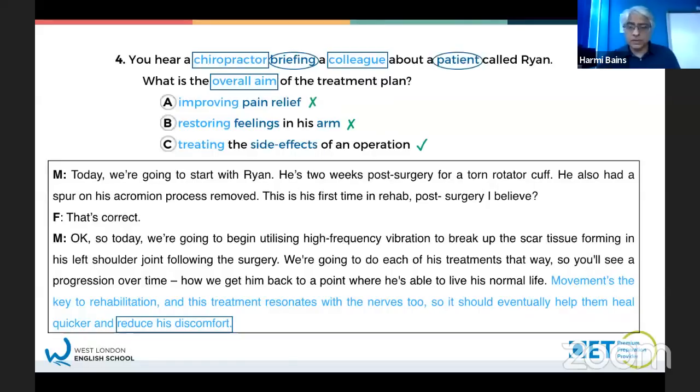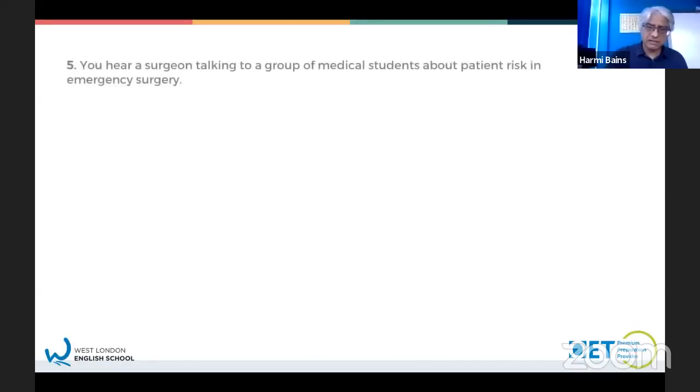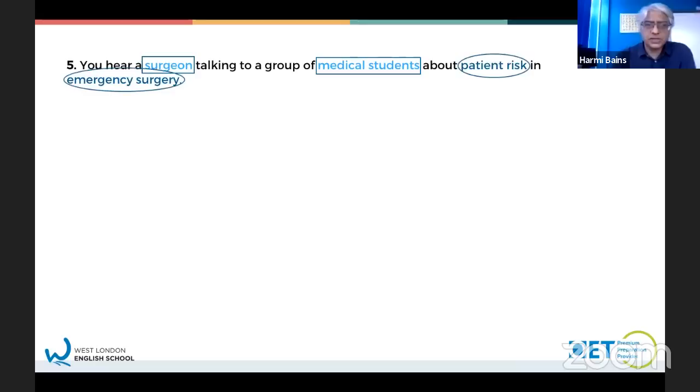Okay, so that was question number four. With question number five, a surgeon here was talking to a group of medical students about patient risk. So actually it was only the surgeon speaking, and it was like a monologue. It wasn't two people here. And they were talking about patient risk in emergency surgery. So that was the context.